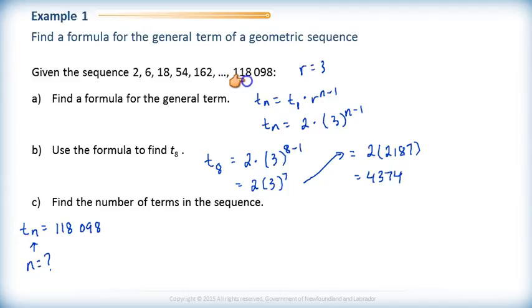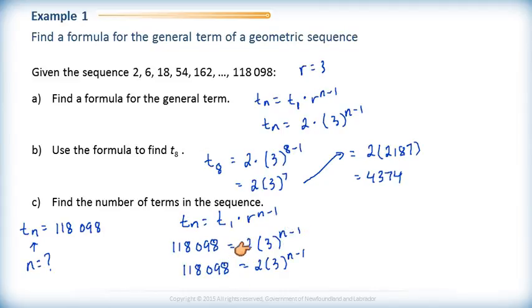Next, we have to find the number of terms in the sequence. Well, really, that's the same as finding the position of 118,098 in the sequence. So we need to find the value of n. So we begin with our formula. We know that the nth term is 118,098. Our first term is 2. Our common ratio or constant ratio is 3. And we're looking for the value of n. But look where n is. It's up in that exponent.